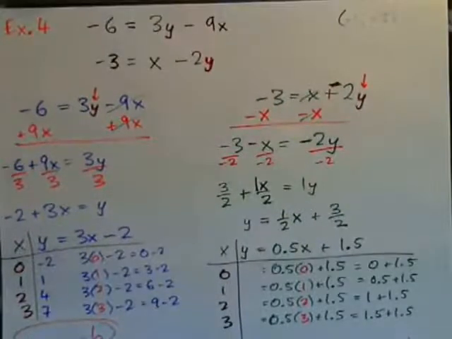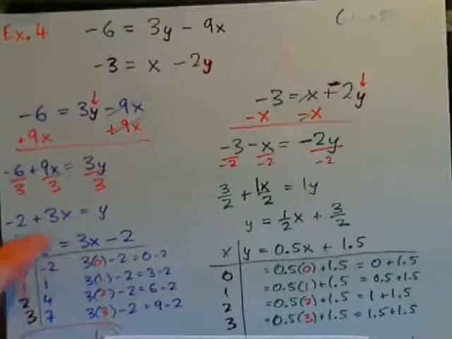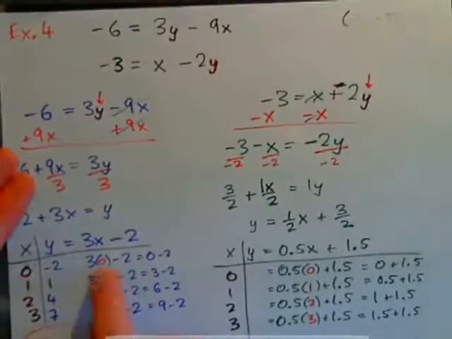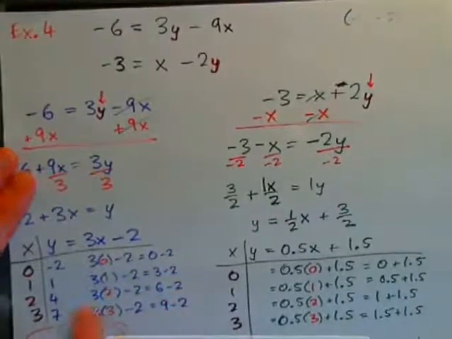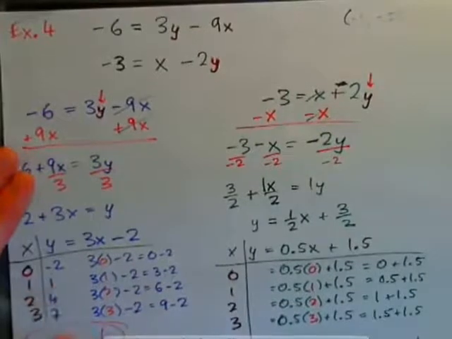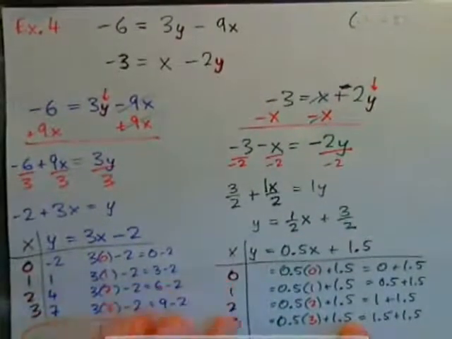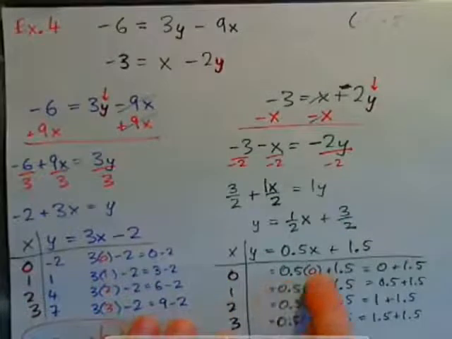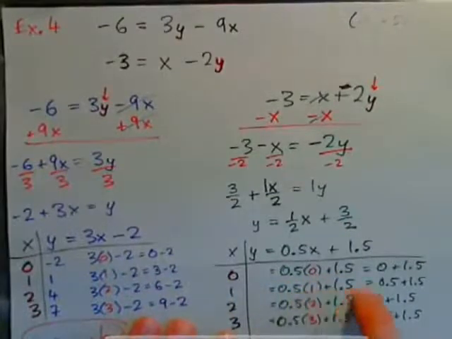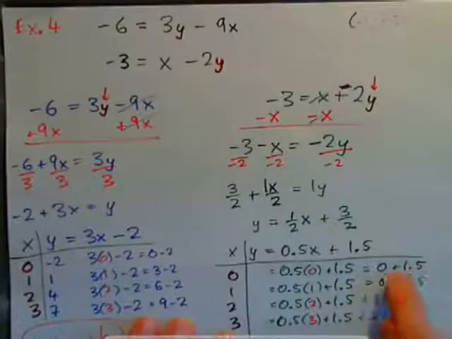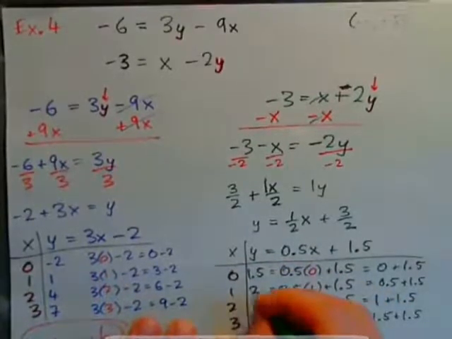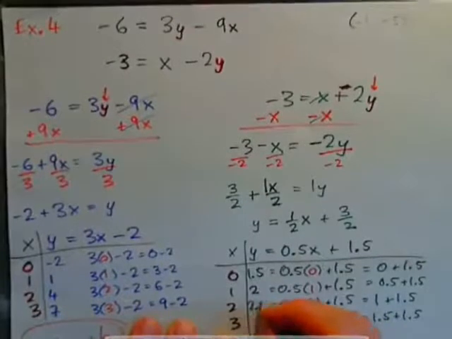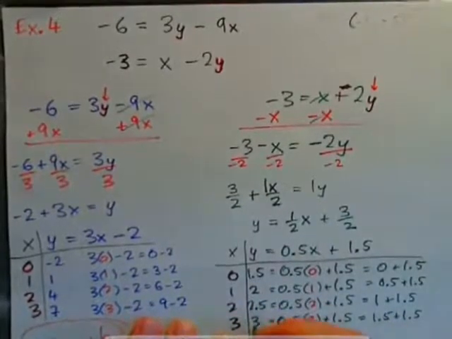When I did this, I plugged in 0, 1, 2, 3 for the x's, and I calculated my y's to be 3 times each value, minus 2 all the way down. So I got 0 minus 2, 3 minus 2, 6 minus 2, 9 minus 2. I got negative 2, 1, 4, 7. On this one, I plugged in 0, 1, 2, 3 for the x's, and then I calculated 0.5 times 0 plus 1.5, 0.5 times 1 plus 1.5, 0.5 times 2 plus 1.5, and so on. This should be 1.5 here. This should be 0.5, and 1.5 makes 2. 1 plus 1.5 is 2.5. 1.5 plus 1.5 is 3. So I got those points.